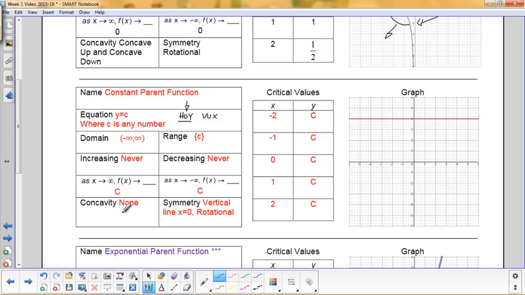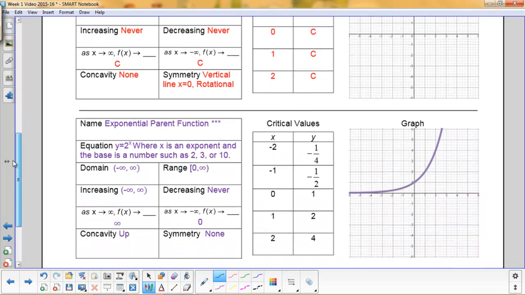Okay? There is no concavity. Think back. Concavity means curved surfaces. Concavity curves. And now we're back to straight lines. That's why it has that. Notice this one has vertical symmetry as well as rotational symmetry. And then because I picked 4 for my number, I would fill in 4 as my table values, but I just chose c to keep it generic.